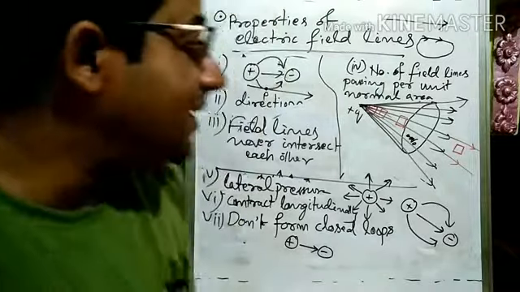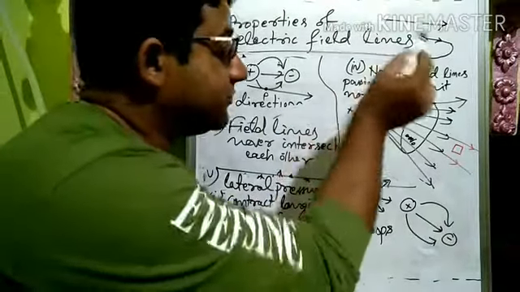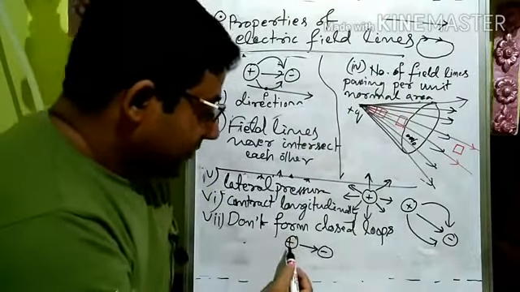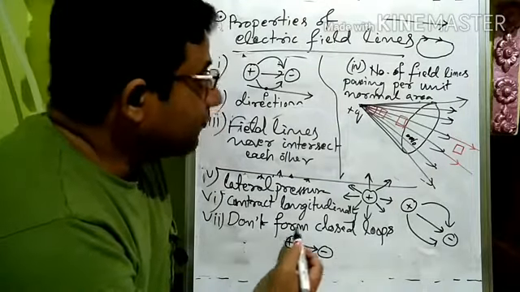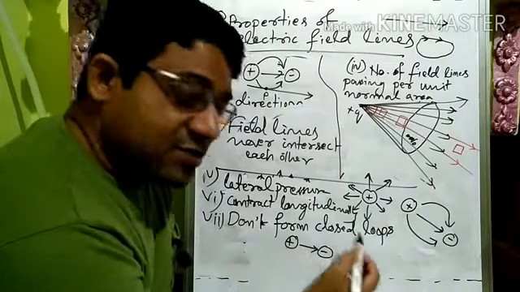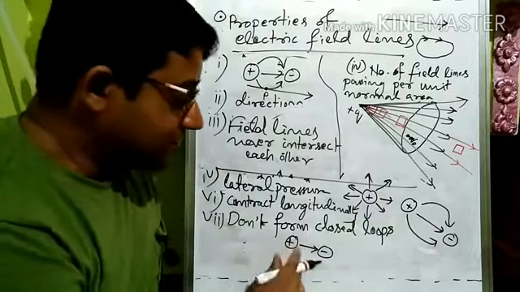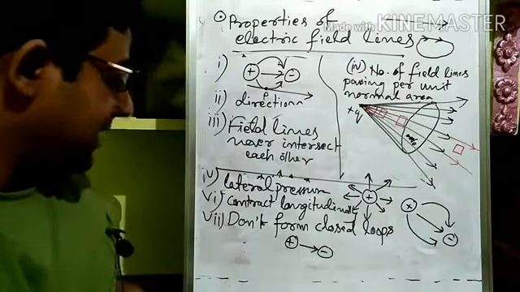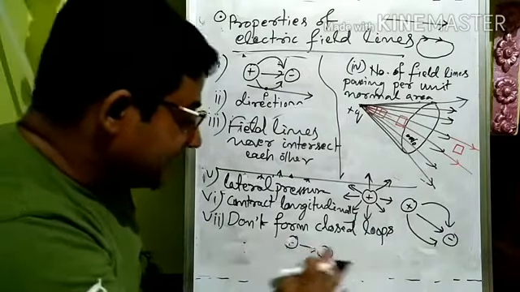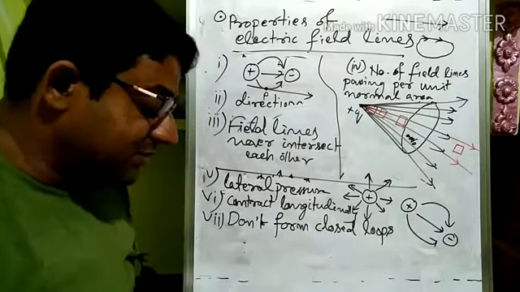But electric field lines are not closed in that sense. For example, from positive to negative it is going, from one point to another point. It's not continuing after that. So electric field lines don't form closed loops. That is the explanation of the 7th point.